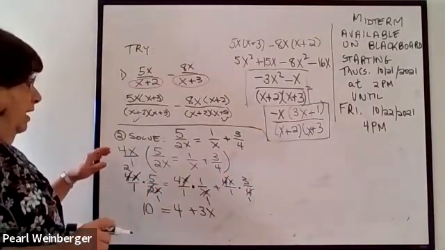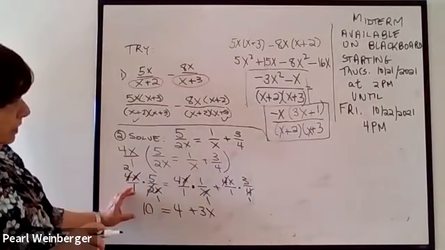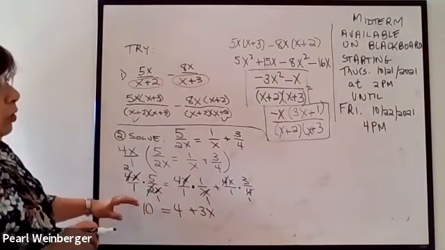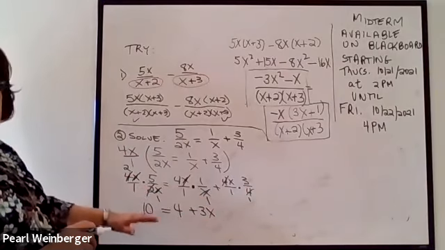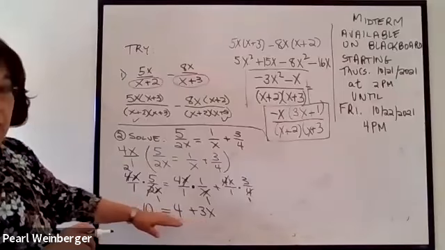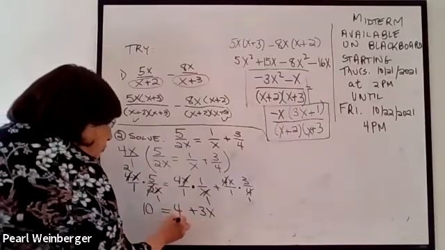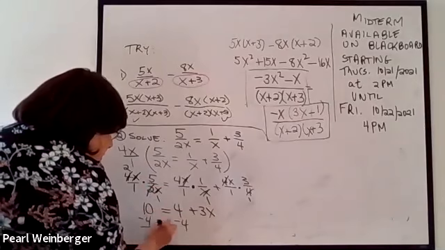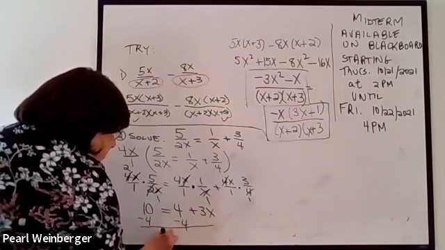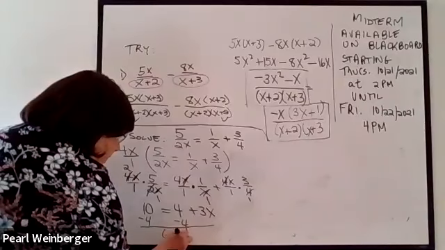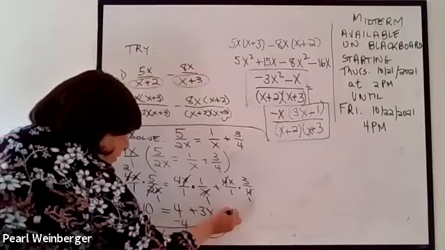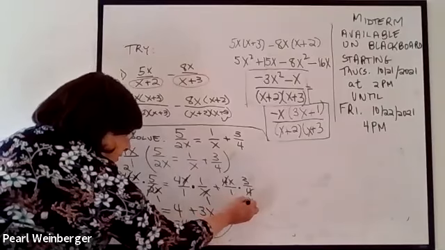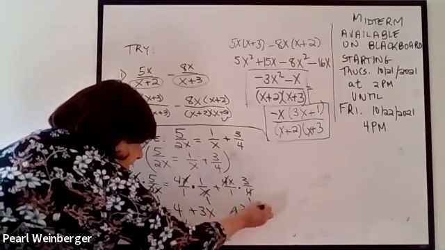And look what I've accomplished. It's a lot of work, but now all I have is an equation without any fractions. This is an easy equation to solve. All I have to do is subtract 4 from both sides. This will give me 6 equals 3x. And if I go over here, divide both sides by 3, and I'll get 2 equal to x, or my answer is 2.